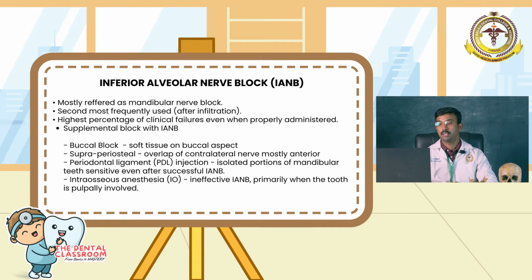So, here we can see the inferior alveolar nerve as it enters the mandibular foramen, and the buccal nerve which runs along the buccal aspect of the mandibular arch near the external oblique ridge. The mental nerve emerging through the mental foramen.